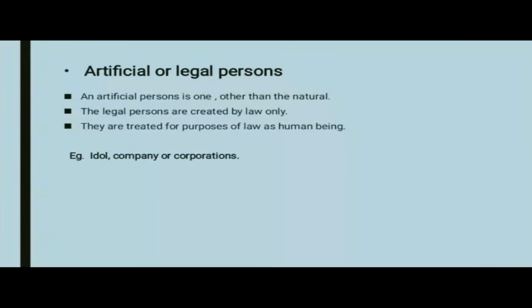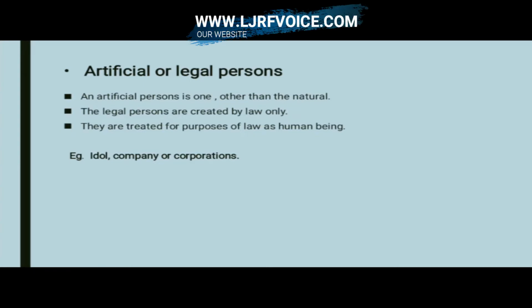The next one is artificial or legal person. Simply, an artificial or legal person means one other than a natural being. Legal persons are created by law only, and they are treated as human beings for legal purposes. Examples: an idol, a company, or a corporation.